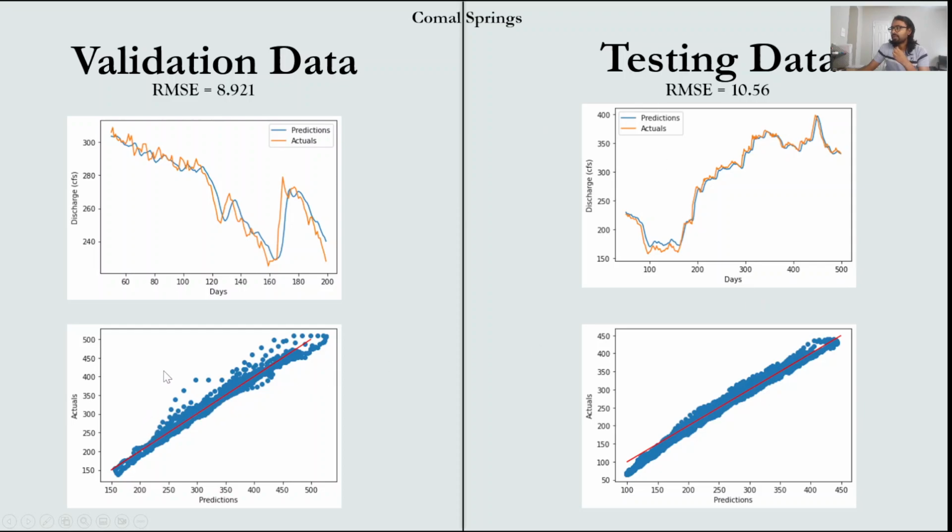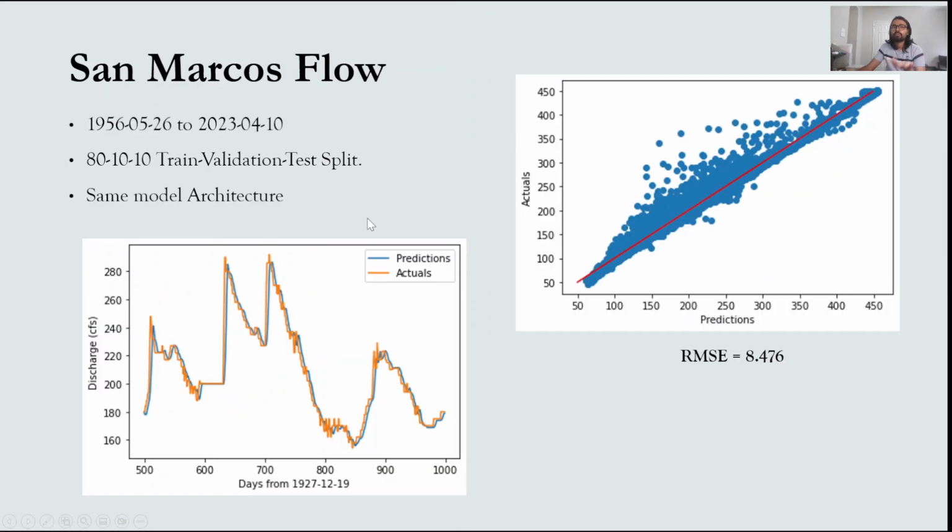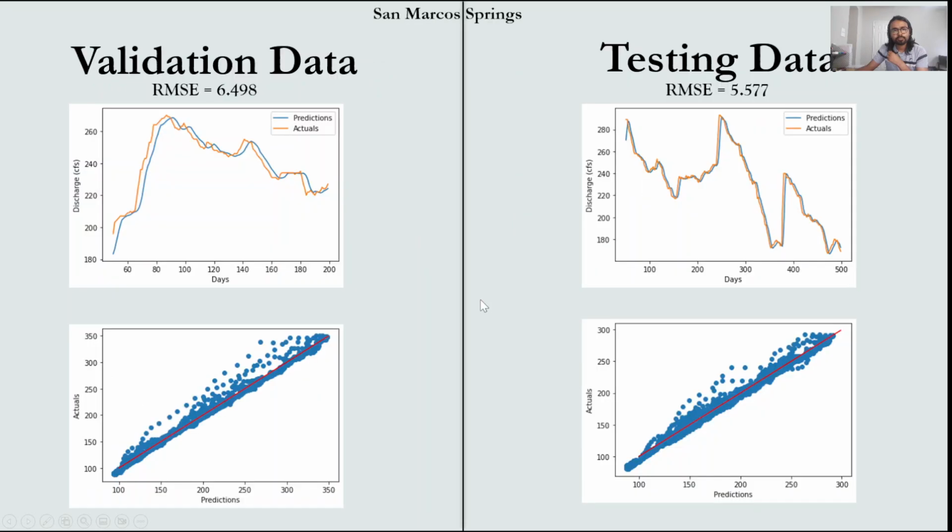On validation, it's trying to get the best hyperparameters here, and it is able to capture the trend, although not exactly following, the trends are being captured very well here. And same thing on the testing data. And again, I repeated the same thing for San Marcos flow as well. The only different thing here is a different time period, and other than that, everything is the same. Same model architecture, and it is also able to capture the trends. And same thing applies for the validation data and testing data as well.